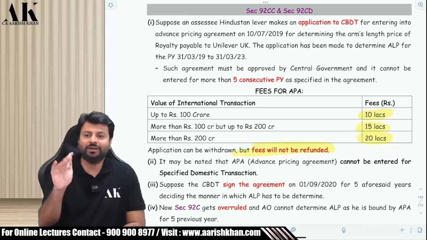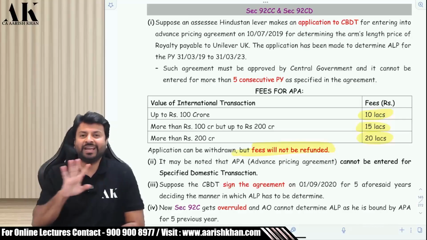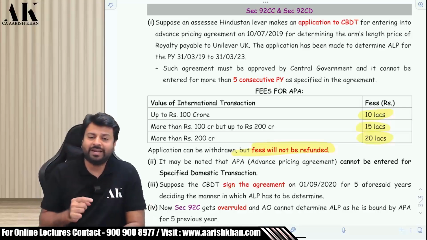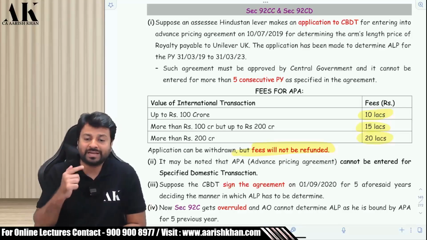Don't worry, what you have to worry about is this: once you pay the fees, you are not going to get any refund of the fees which you have paid to the department. So these are the few points which you have to keep in your mind when you are talking about advance pricing agreement.